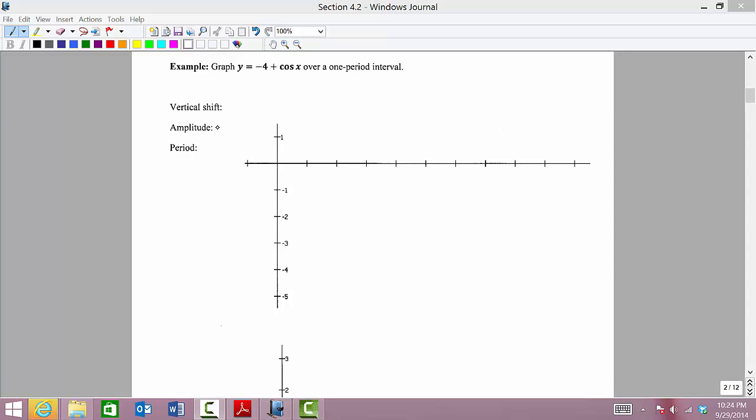Graph y equals -4 plus cosine x. Here we see that we have subtracted a 4 on the outside of our function. So on the outside of the cosine function we have subtracted a 4. That's the c, that's the vertical shift. So the vertical shift will be down 4 units.